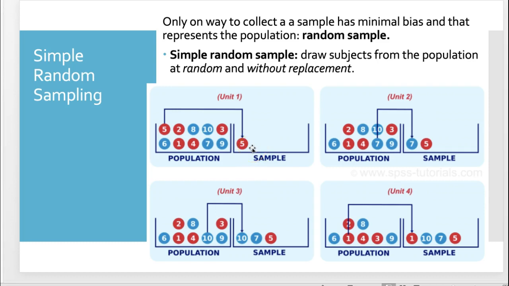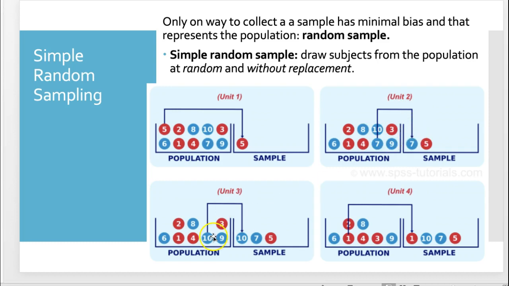Okay, now I'm going to select another object for my sample, and when I go back to the population, this 5 is not there. So that's the without replacement. With these remaining 9 marbles, I'm going to shuffle them around and randomly select one of them. Here I get the blue 7, and I place it into my sample.